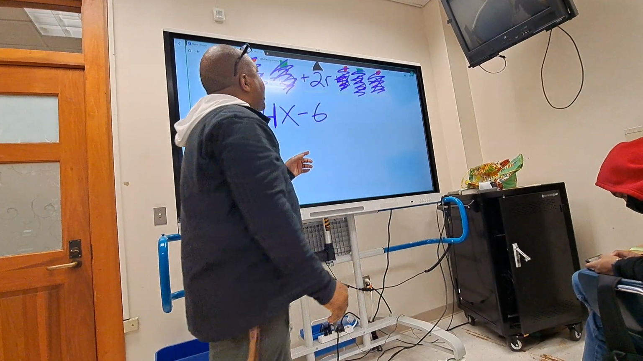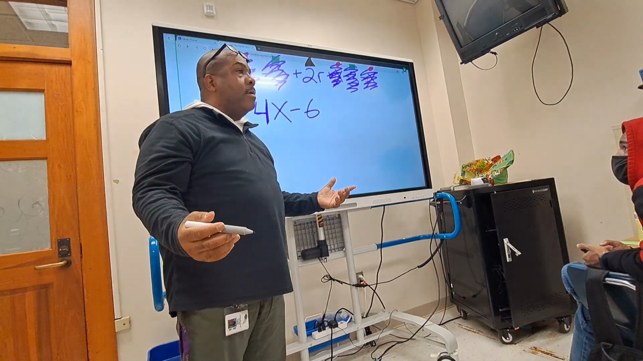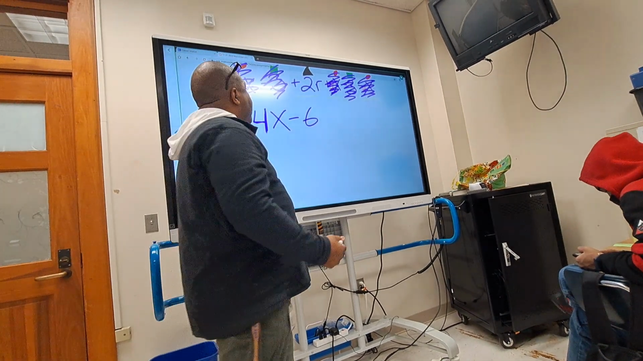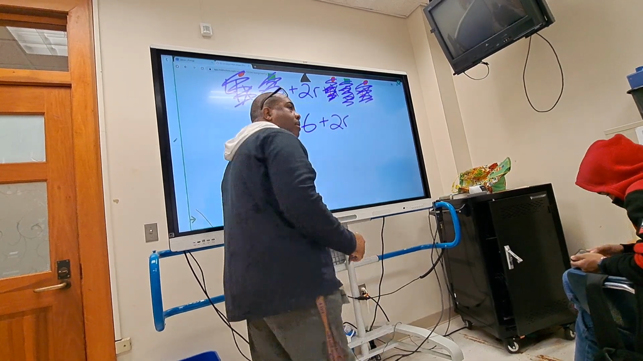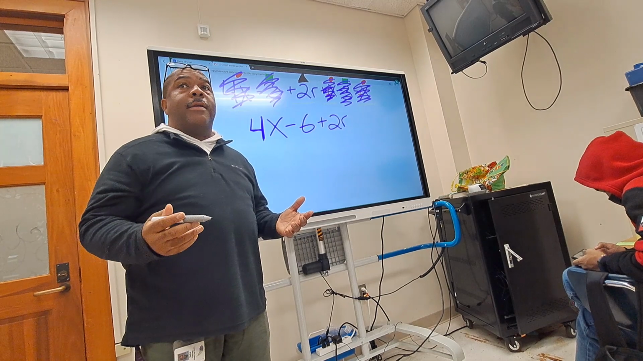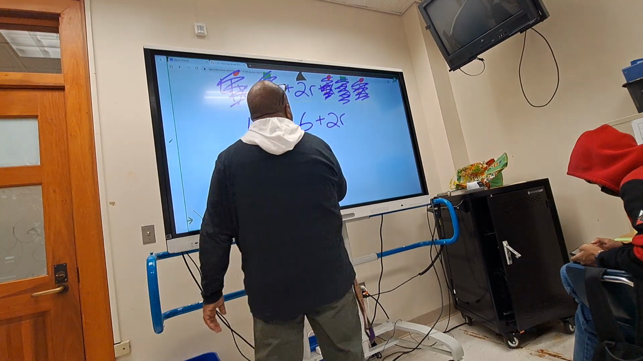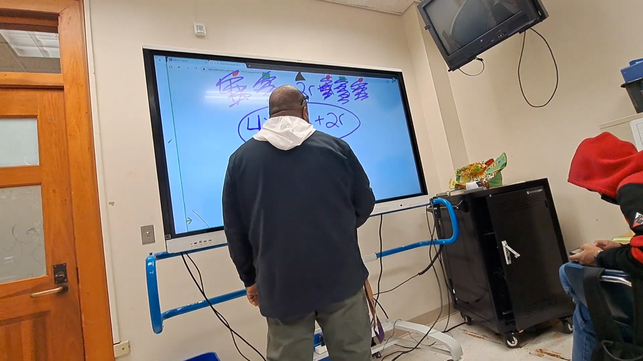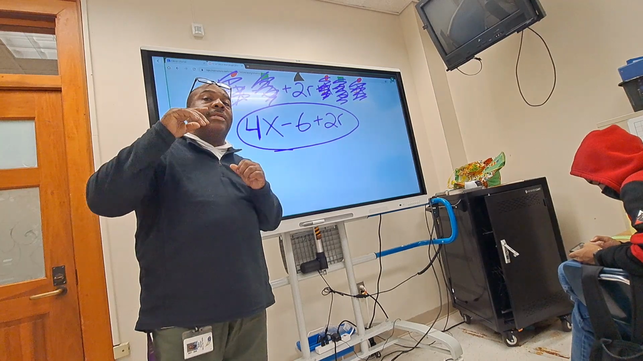Do I have anything to combine the R family with? Anything to combine it with? No, so it stays there. Am I trying to solve for any letter? Why not? It doesn't have an equal sign, so it stops here. It stops here: 4x minus 6 plus 2r. And you can stop the video.